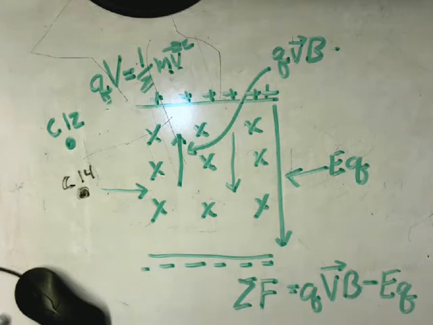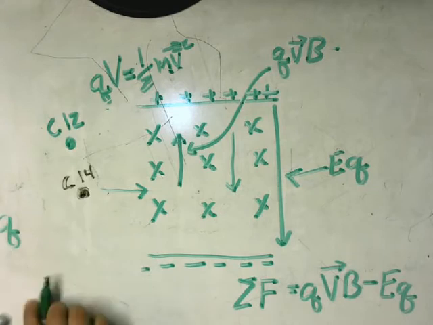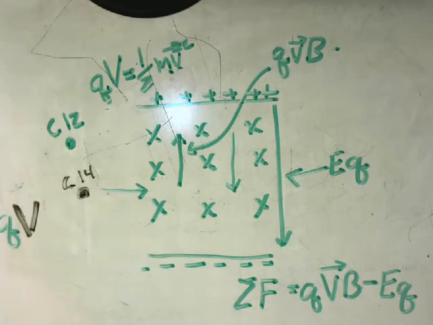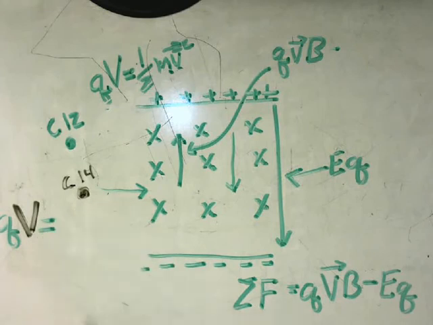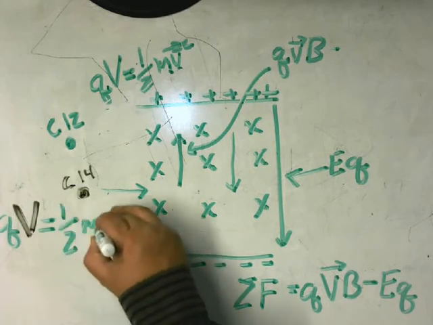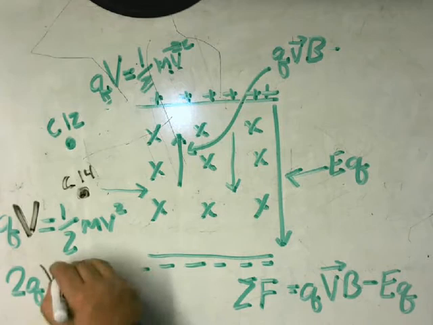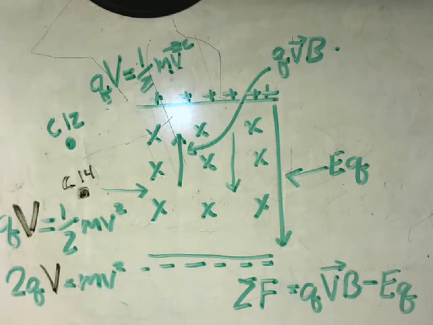Okay? So I'm going to do that in this little space over here by my mouse. So Q, and let's be careful, V is equal to, well, let's do it one better. Let's just simply solve for velocity. There's no point in going any further than that. Okay? Bring the 2 over there, and I'm left with 2qV is equal to mv squared.